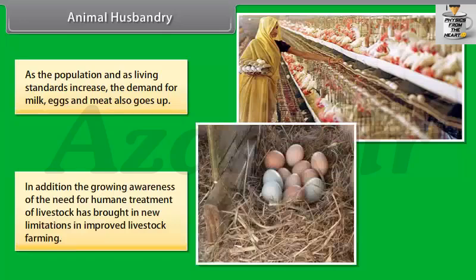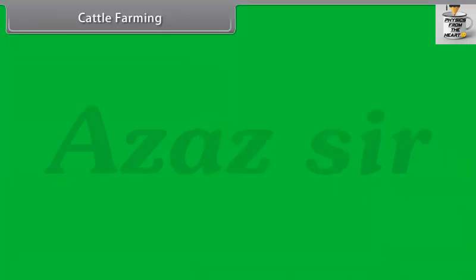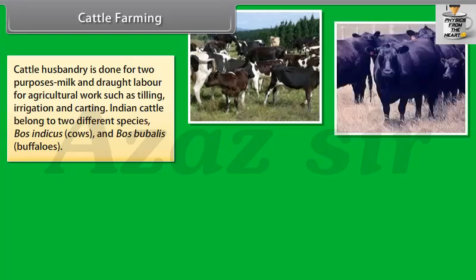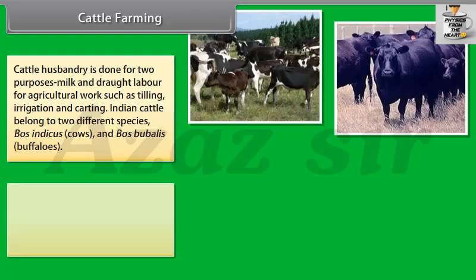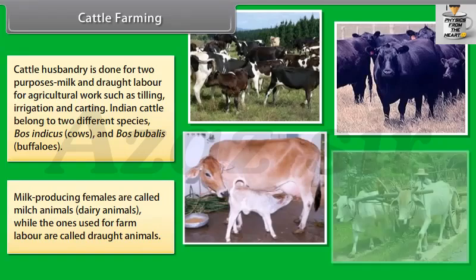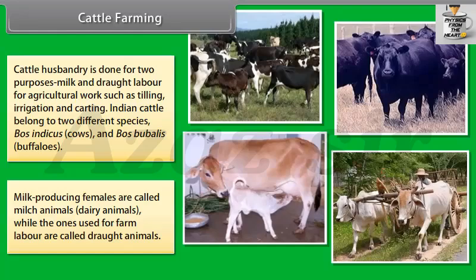livestock farming. Cattle farming. Cattle husbandry is done for two purposes: milk, and draught labor for agricultural work such as tilling, irrigation, and carting. Indian cattle belong to two different species: Bos indicus, cows, and Bos bubalis, buffaloes. Milk-producing females are called milch animals, dairy animals, while the ones used for farm labor are called draught animals.